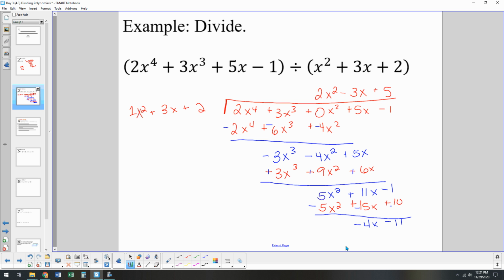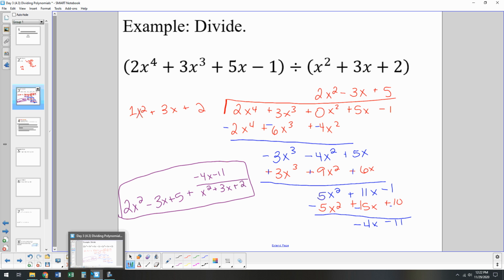This is our remainder. So the way we would write our answer is this polynomial. So 2x squared minus 3x plus 5 plus my remainder over what I divided by. So that's negative 4x minus 11 over what I divided by, x squared plus 3x plus 2. So this would be the answer for this polynomial long division problem.